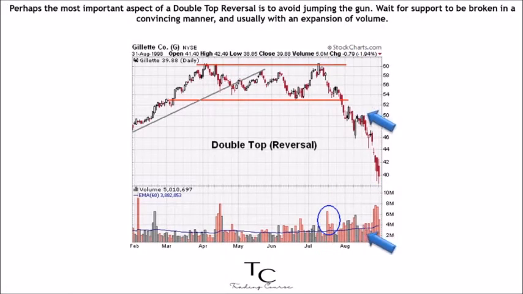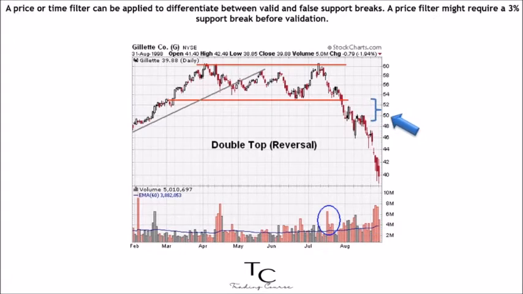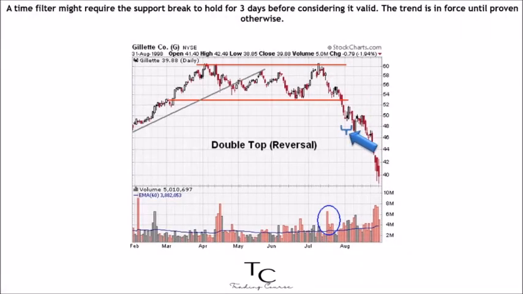Perhaps the most important aspect of a double top reversal is to avoid jumping the gun. Wait for support to be broken in a convincing manner, and usually with an expansion of volume. A price or time filter can be applied to differentiate between valid and false support breaks. A price filter might require a 3% support break before validation. A time filter might require the support break to hold for 3 days before considering it valid.